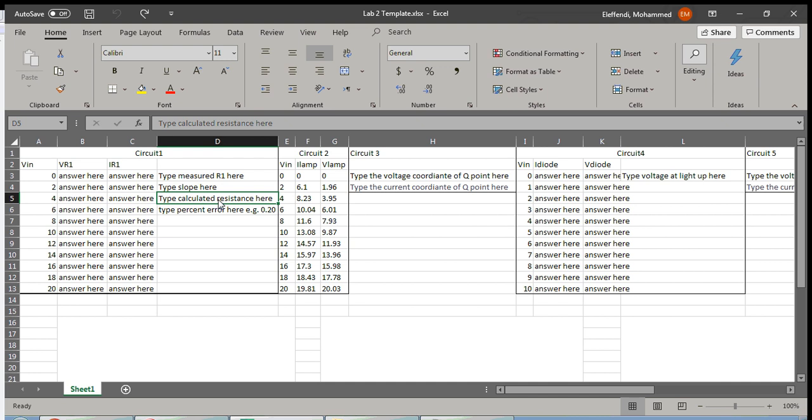And then you will calculate the percent error between the measured one and the one that you found from the graph and enter that percent error in here. Now if it comes out to be 20%, you can just simply put 0.2 like this. If it comes out to be 5%, 0.05, and so on.